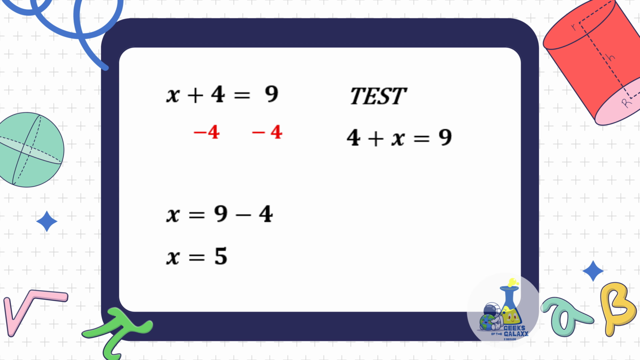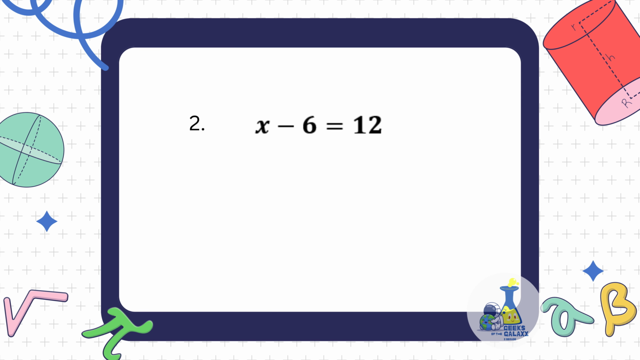Remember that you can always test your answer by substituting it back into the initial equation. We take the 5 that we got for our answer and we substitute it into the initial equation. If the two sides of the equation are equal, we know that our answer was correct. Let's have a look at another example.